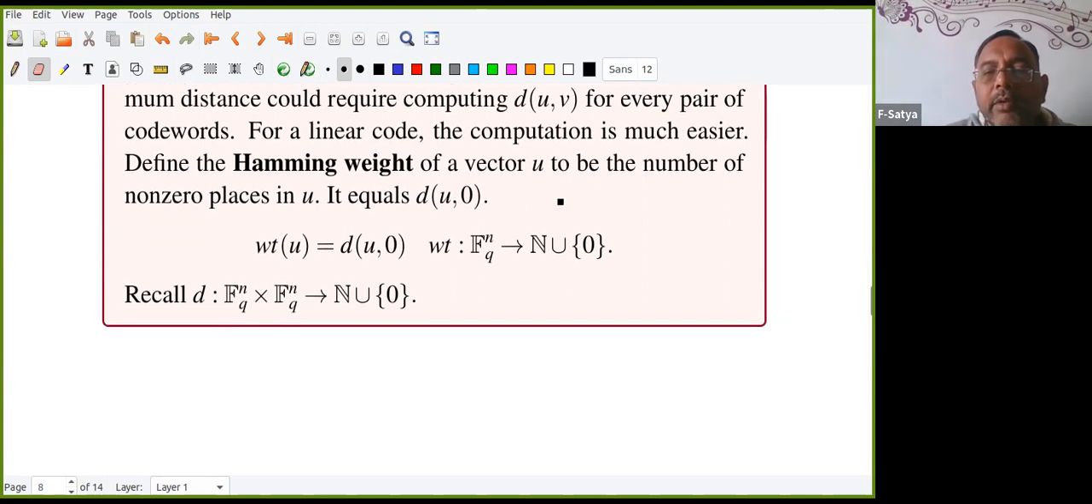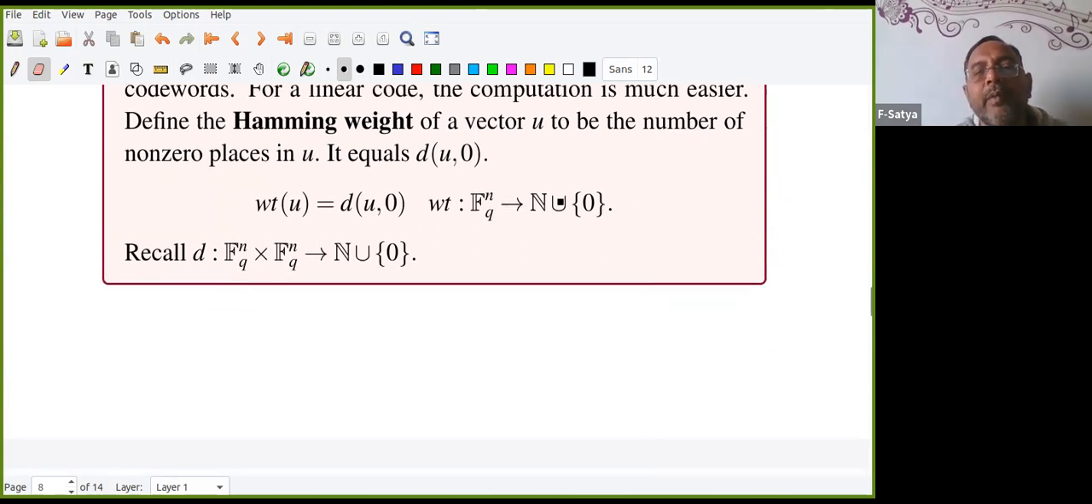So how did we define it? Hamming weight of a vector u is the number of non-zero places in u. That much only. That is the same as the distance between u and 0. But the only difference is that weight is a map from F_q^n to N union 0. Why did I write N union 0?